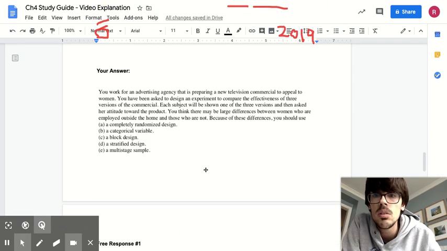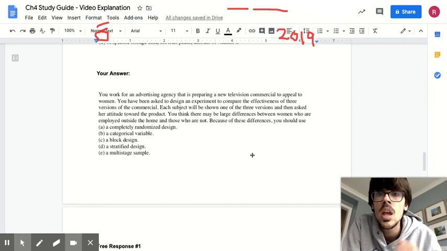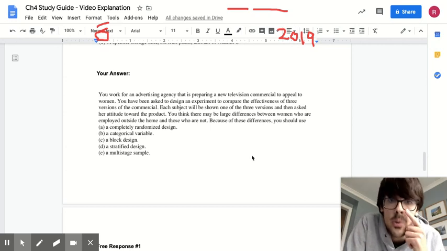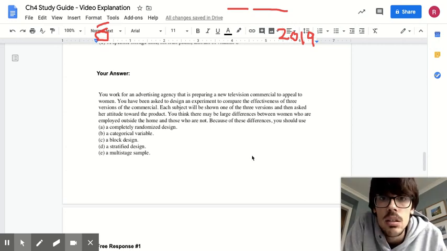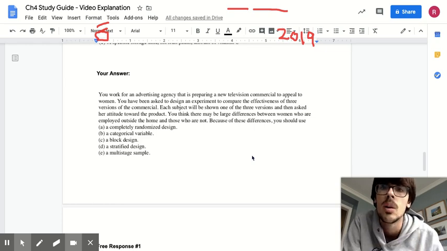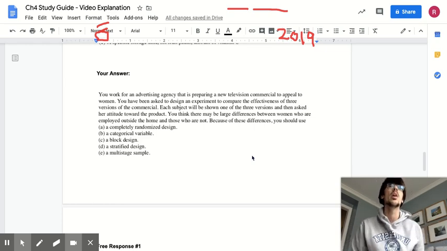On to our final multiple choice question. And if you look at this problem right here, you're trying to remember what this problem is about. 3 versions of a commercial, and they think that it may appeal differently to people who are employed, women who are employed outside the home and women who are not.